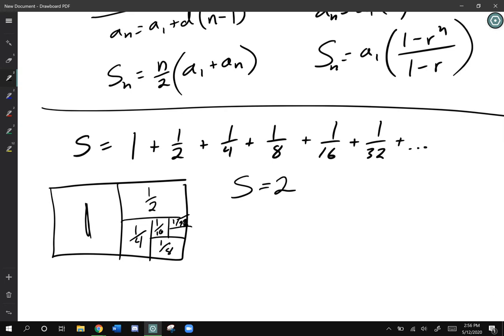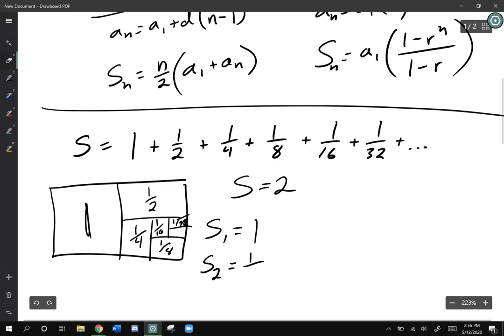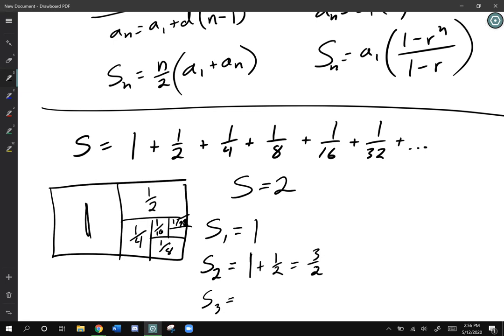And you can see this if you calculate partial sums. So S sub 1 is equal to 1. S sub 2 is equal to 1 plus 1/2, which is equal to 3/2. And then S sub 3 is equal to 3/2 plus 1/4, which is going to be 6 out of 4 right here, so 7/4.